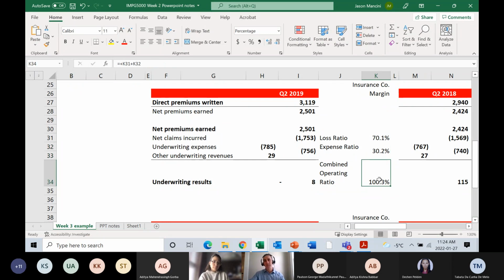This is an interesting example because now we're over 100. We had an underwriting loss of 8, which makes sense because the combined ratio is over 100. 100 is the break-even point. If the underwriting result were zero, that meant all of the premium that we collected was paid out to claims and expenses.